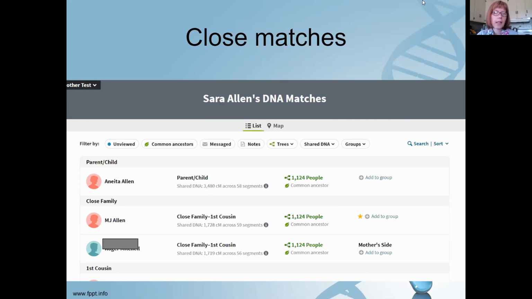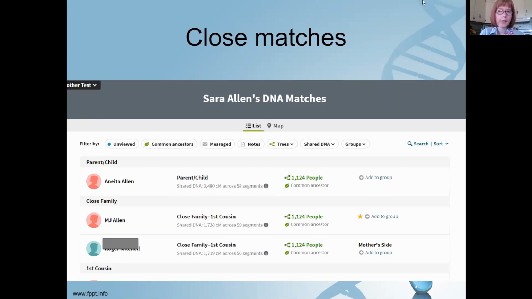So my highest matches are people that I asked to test. I asked my mother to test, I asked my aunt to test, I asked my uncle to test, and that's who my top 3 matches are. But if I was an adopted person, these would be really exciting matches because it would pretty much lay out for me who my birth family was.